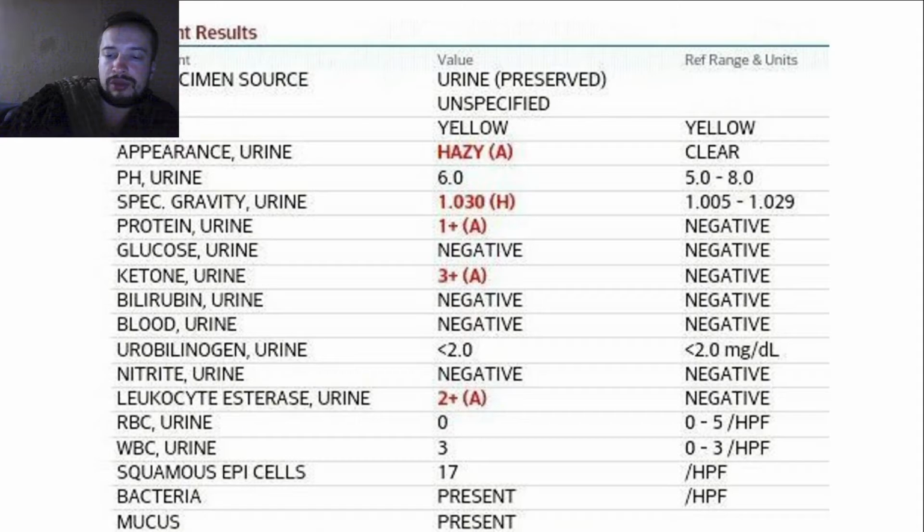Ketonuria can help diagnose diabetic ketoacidosis, a complication of type 1 diabetes mellitus. Urobilinogen is increased in prehepatic jaundice and intrahepatic jaundice. Nitrite is an indicator of urinary tract infection caused by gram-negative bacteria.